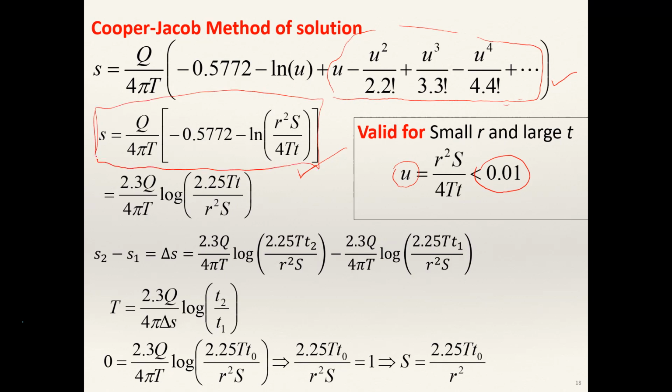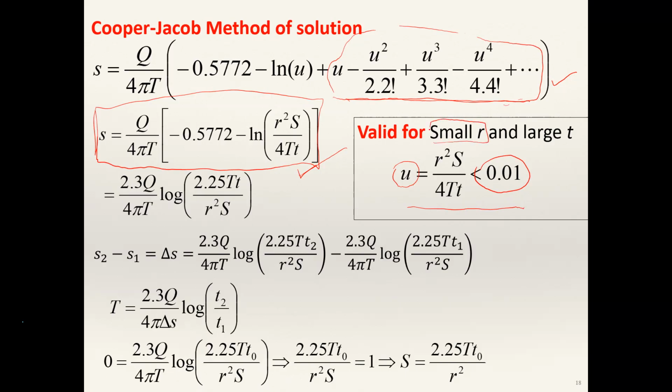So this is what Cooper and Jacob suggested. Cooper and Jacob said you can neglect this part of the equation if u is very small. So how will it become small? You have to have a smaller r.